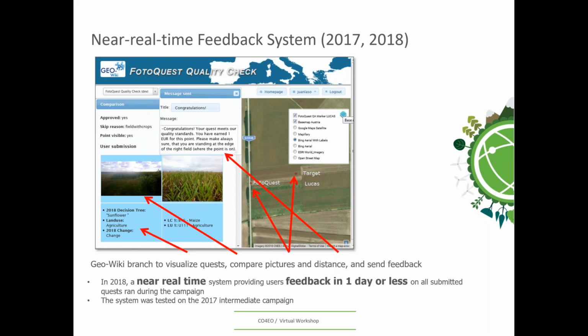And then we would be able to see what they chose from the decision tree in terms of the land cover. We would be able to see their photographs, and we would be able to say, yes, you've done a good job, you've identified the land cover correctly. Or your photograph is blurred, actually. Can you please take the photo again? And based on that, we would award them the 1 or 2 or 3 euros.